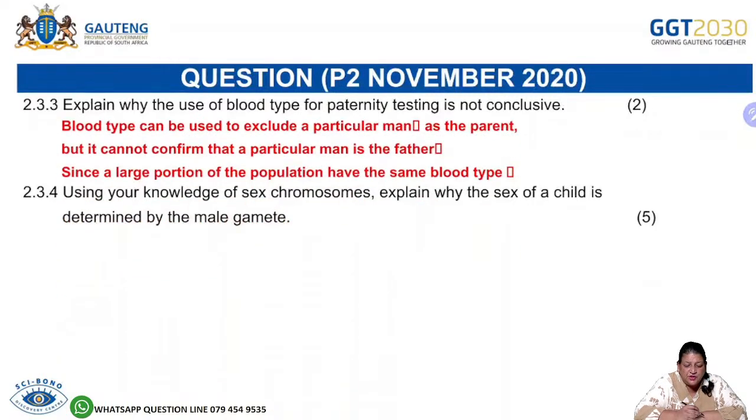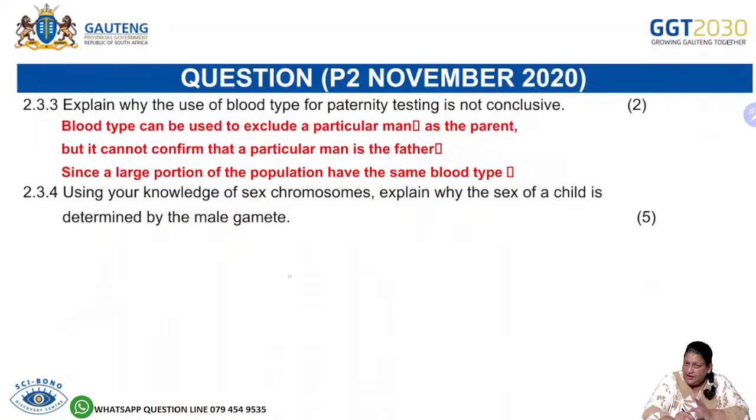So remember that we can't use blood groups because blood groups are used to exclude a certain individual. But it cannot confirm that that person is the father because a large population of people can have the same blood group. Use your knowledge of sex chromosomes and explain why the sex of a child is determined by the male gamete. Why must it be?